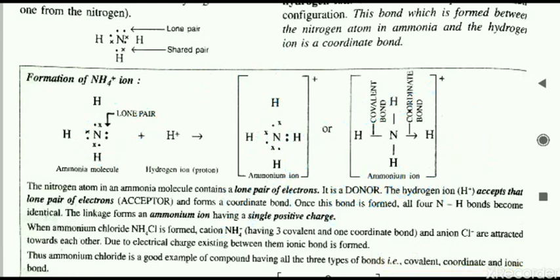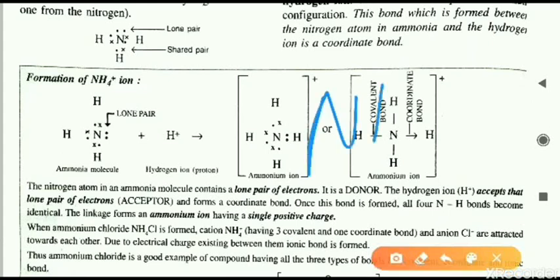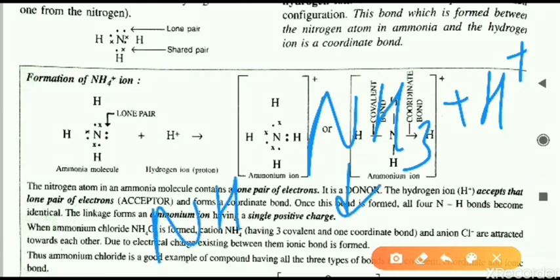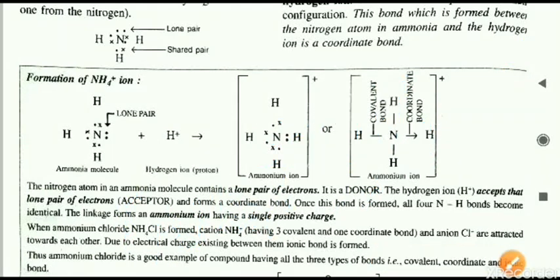And how will we write the formula? NH3 was already there. It has been combined with one proton. So as a result, what will form there is NH4 whole positive. That is what is called ammonium ion. This is how the formation of ammonium ion happens.